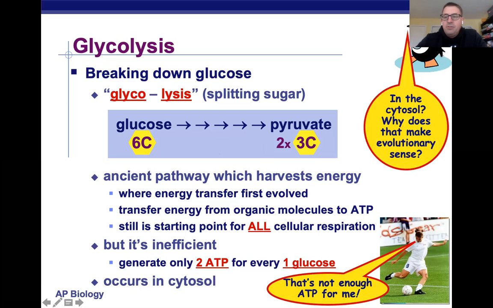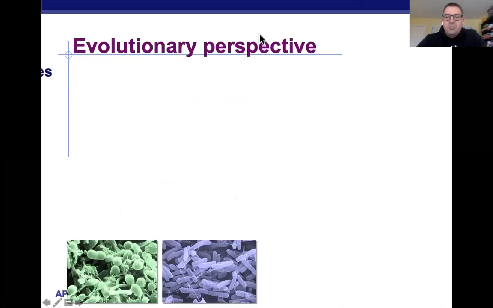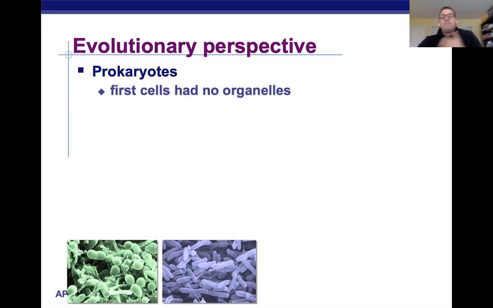Now this makes sense evolutionarily, because if we think about this from an evolutionary perspective, this process first evolved in prokaryotes. And we know, what do prokaryotes not have? Organelles, right? They don't have membrane-bound organelles. They don't have a nucleus, they don't have mitochondria, for example, or Golgi bodies, or endoplasmic reticulum. They have ribosomes, but no membrane-bound organelles. There's no membrane around ribosomes like there are around all those other organelles. So prokaryotes were those cells with no organelles.